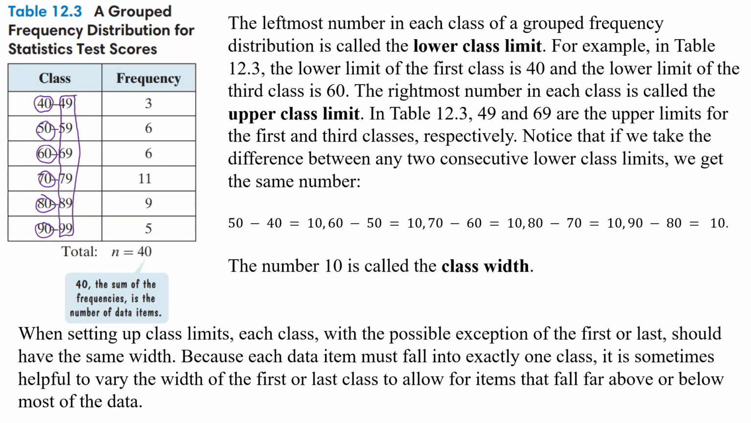Now, when setting up class limits, each class, with the possible exception of the first or the last, should have the same width. Sometimes those are different. And a key one here would be thinking about the F's. F's are going to go from 0 to 59.